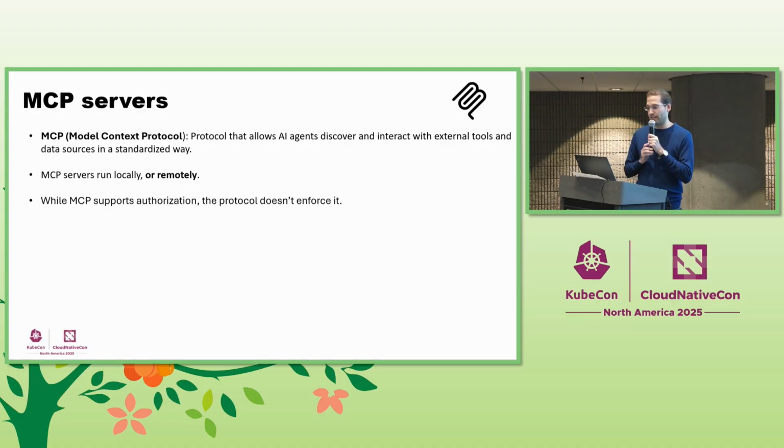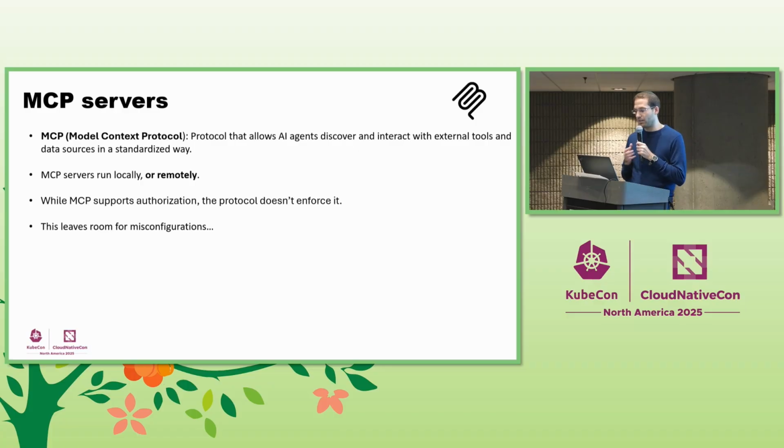So first, MCP servers. So MCP, probably many of you are familiar with it. MCP is a protocol that allows AI agents to discover and invoke tools, which can provide access to external data sources or capabilities. You can run MCP servers locally or remotely. And we see many MCP servers that are running in Kubernetes. MCP supports authorization. It supports OAuth. So tools can be invoked securely in the context of the user, but MCP does not enforce it.